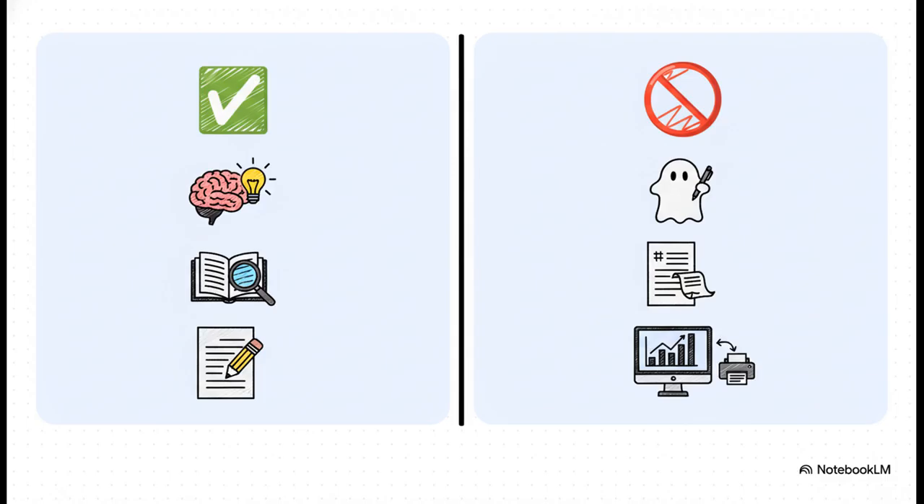On the permitted side, things like brainstorming ideas, using it for language editing, or as a research assistant to summarize articles. That's all good. But on the prohibited side, big no-nos like having it ghostwrite your entire paper, using it to cheat, or making up sources. The line is pretty clear. Use it as a tool to help you think, not to do the thinking for you.